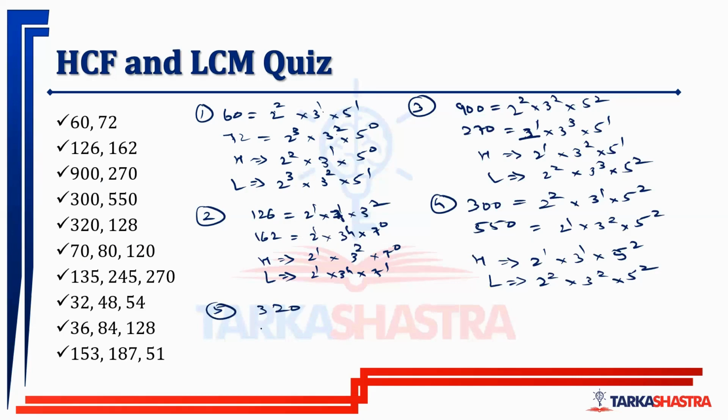320 and 128. So 320 is 64 into 5, that is 2 raised to 6 into 5 raised to 1. 128 is 2 raised to 7. HCF is simple: 2 raised to 6, because we don't have 5, so 5 raised to 0. LCM will take the greater power of 2, that is 2 raised to 7, and 5 raised to 1. This is how we can calculate the LCM.